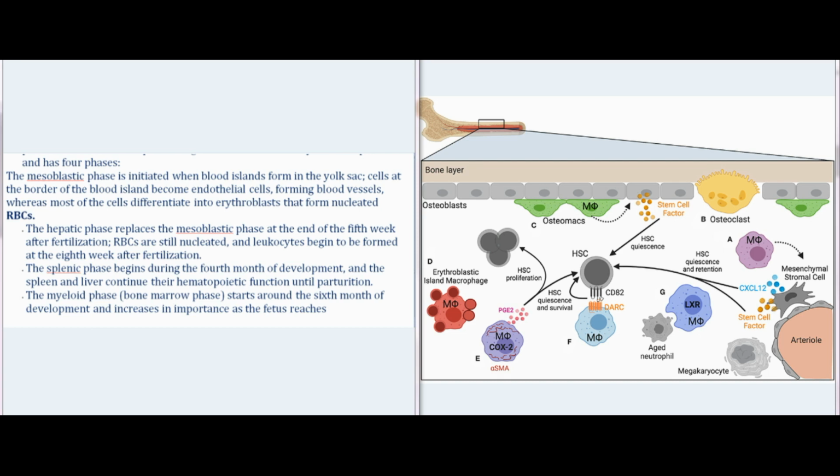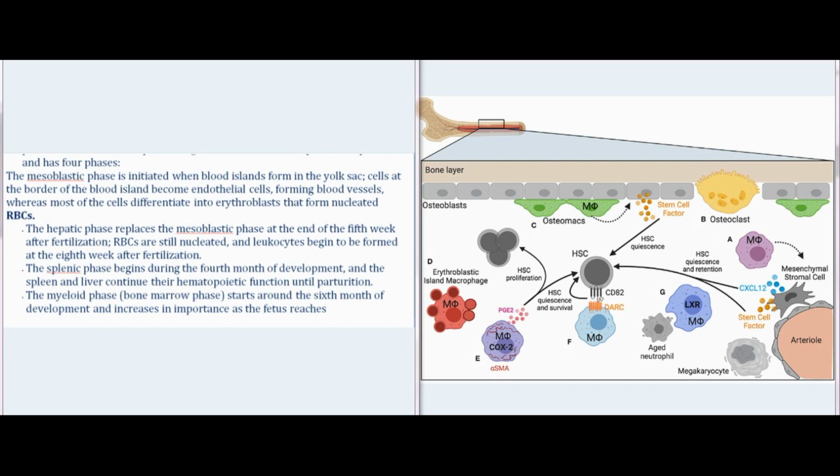The hepatic phase replaces the mesoblastic phase at the end of the 5th week after fertilization. RBCs are still nucleated, and leukocytes begin to be formed at the 8th week after fertilization. The splenic phase begins during the 4th month of development, and the spleen and liver continue their hematopoietic function until parturition.